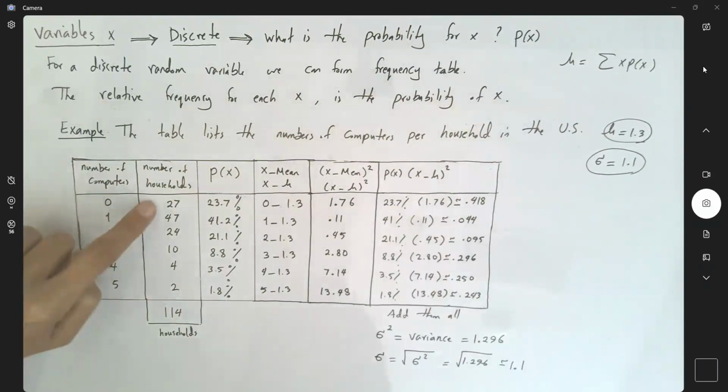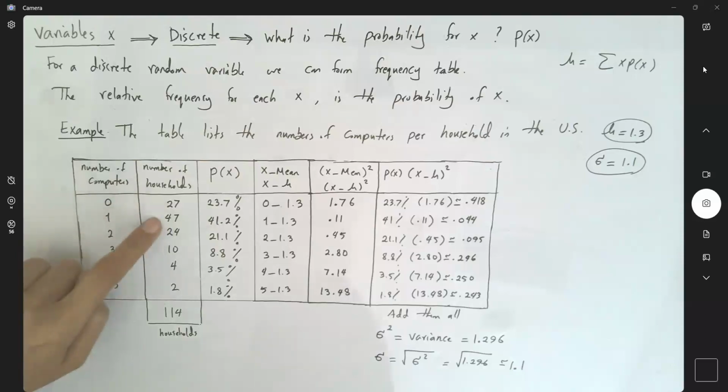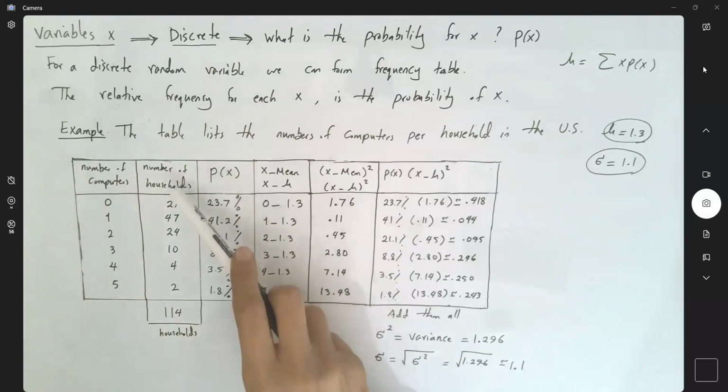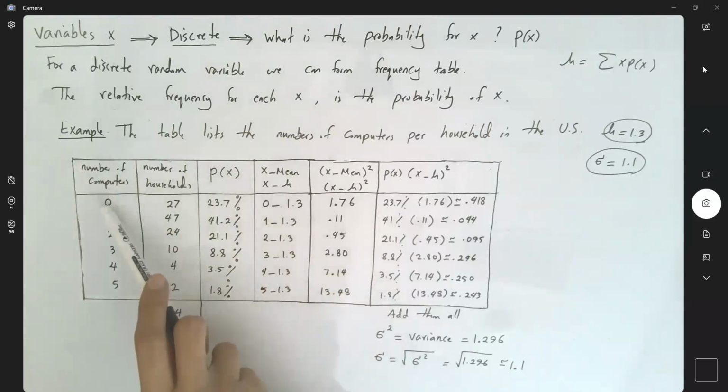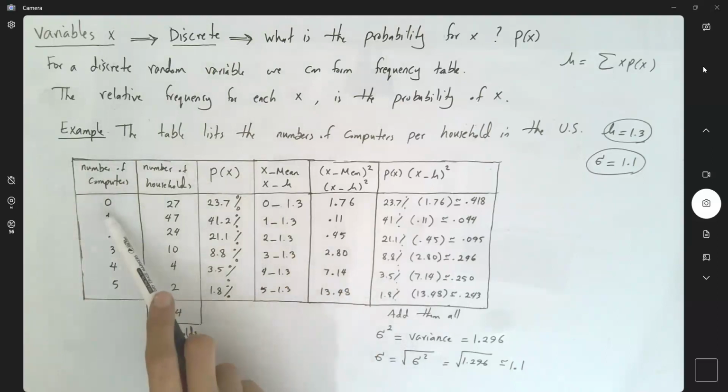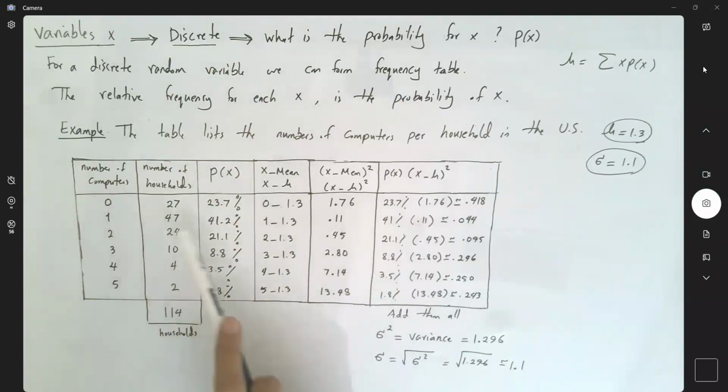No computers, 27. One computer, you had 47 households. Two computers, you had 24 households. Three computers, you had 10 households. Four computers, 4 households. And 5 computers, 2 households. In total, you have 114 households. We calculated the probability for each one of these variables. The probability that you randomly select a household with no computer is 23.7%. If you randomly select a household and there is only one computer in that household, it's 41.2%, and so on.